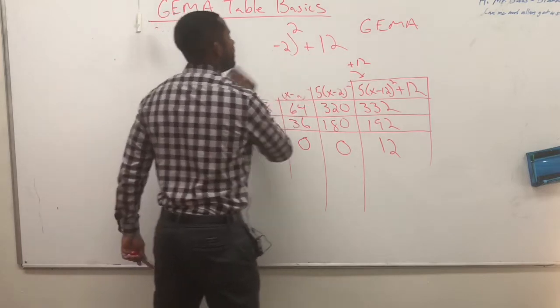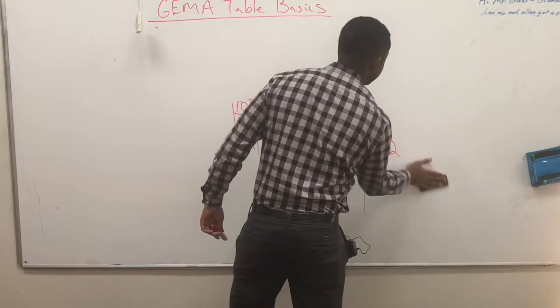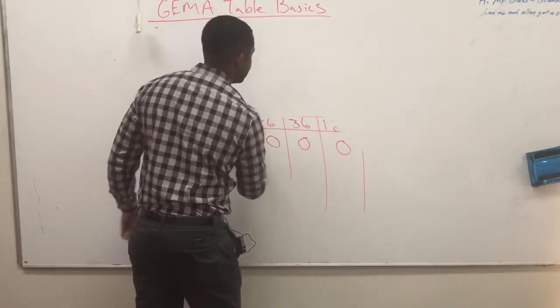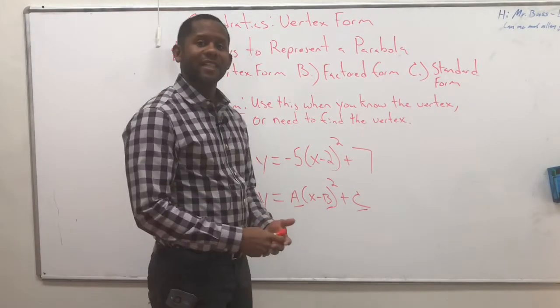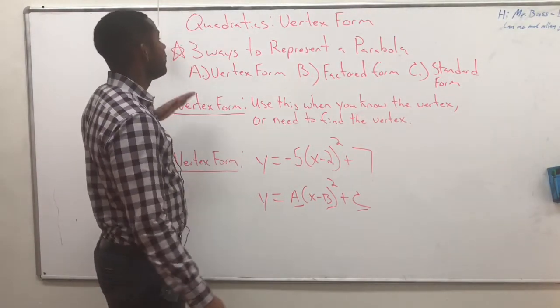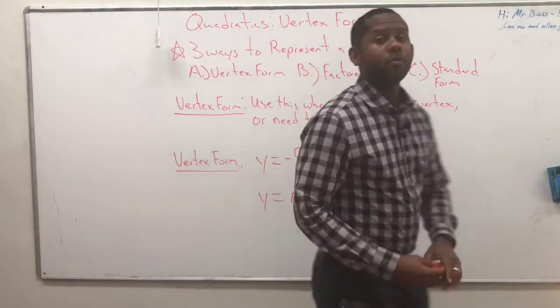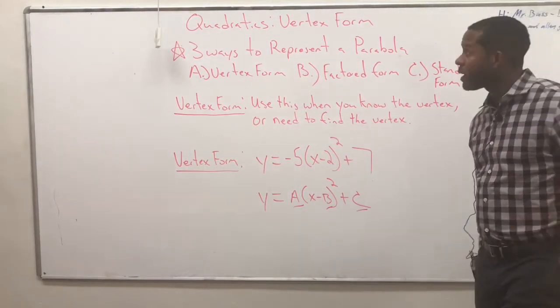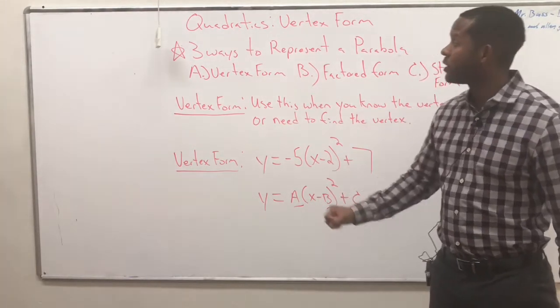Now, the next thing we're going to talk about is how do I use a Gema table and what does it have to do with this vertex form? All right, so we're going to talk about quadratics in vertex form. Please get this down. There are 3 ways that you can represent a parabola. And remember, quadratics all make parabolas with the function. There are 3 types of ways you can do it.